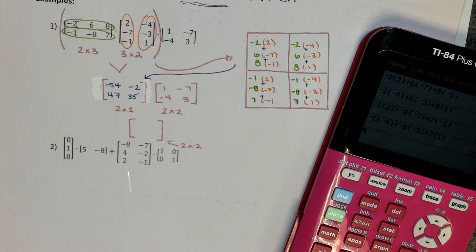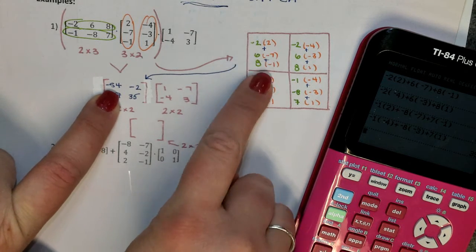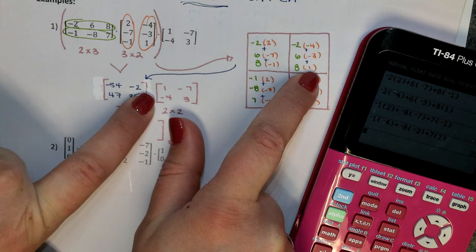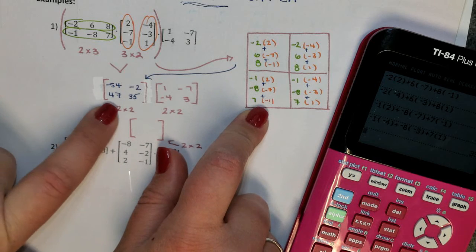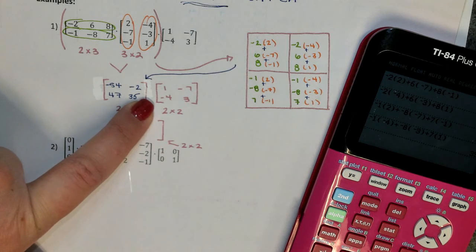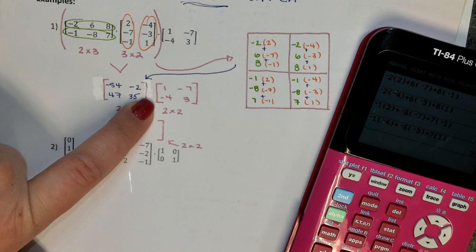Alright, so my answers I got here, when I did this in my calculator, I got -54. When I did this in my calculator, I got -2. This one in my calculator, I got 47. And this one in my calculator, I got 35. Give me a 1 to 5. How did those go? They looked pretty good as I was coming around, for those that did that.